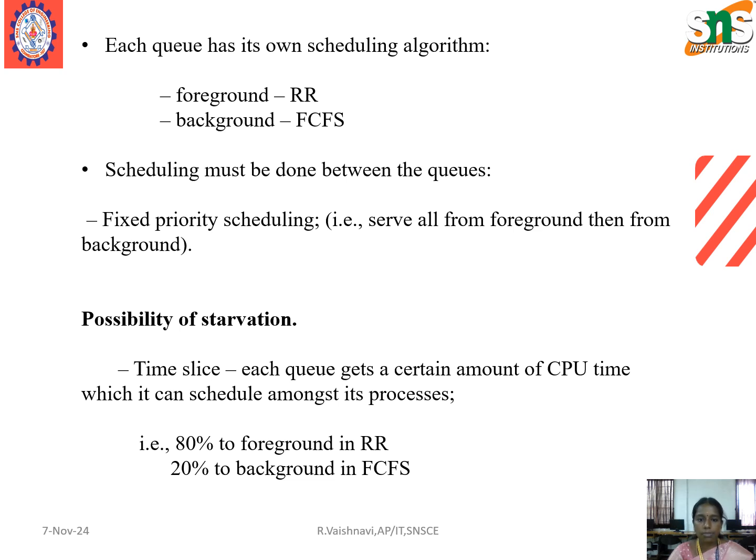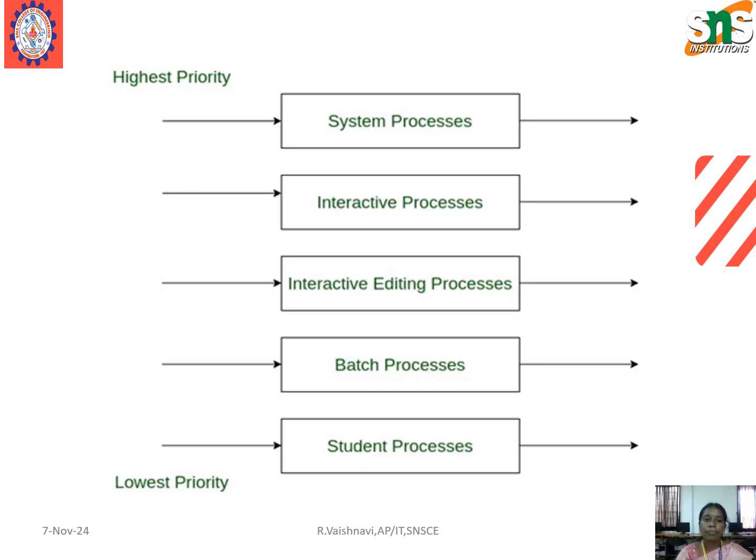The scheduling must be done between the queues. The fixed priority scheduling, that is, serve all from the foreground, then from the background. Next one, possibility of starvation. Here we use a time slice. Each queue gets a certain amount of CPU time, which it can schedule among its processes. That is, 80% to the foreground in round robin and the remaining 20% to the background in FCFS, that is first come first serve scheduling algorithm.